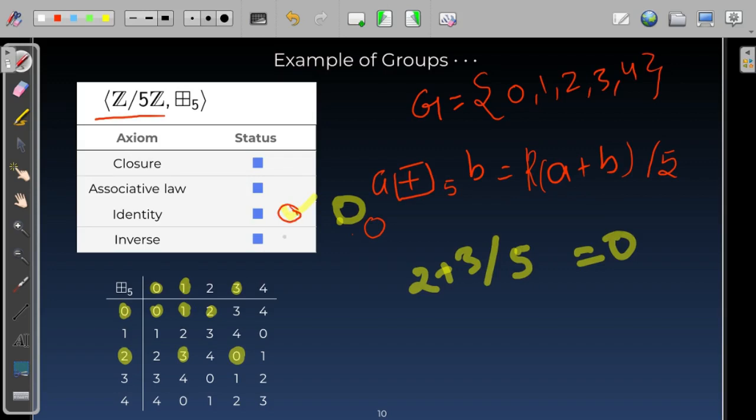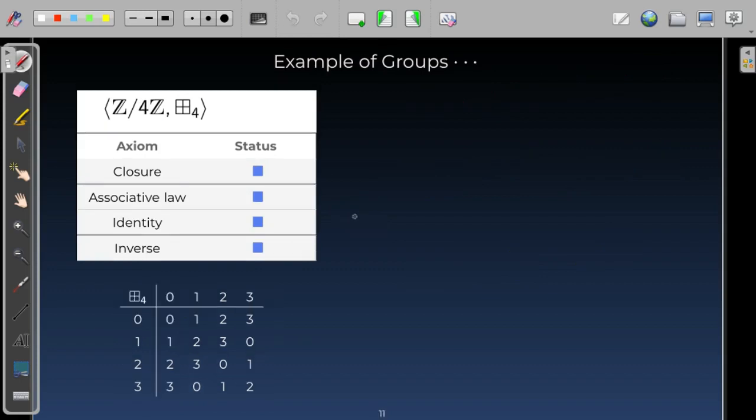Okay, and an inverse does exist because you see that 0 is in every single row and column. So an inverse exists for each and every element of this group. So it's going to be a group under modulo 5 addition. Then we have modulo 4. Again we have included a Cayley table here, so we have closure, the associative law, identity and inverse.